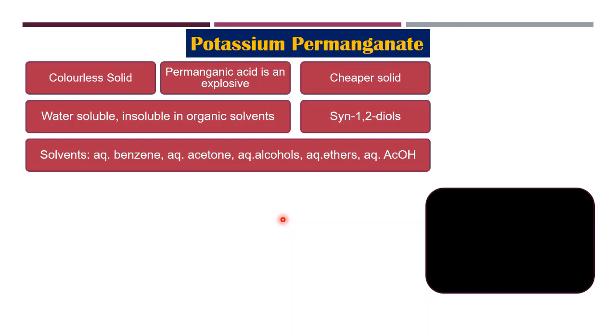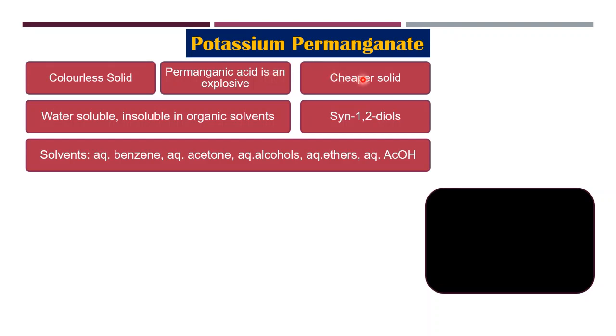Potassium permanganate functions very similarly to osmium tetroxide, but the only difference between the two is that potassium permanganate is a colored solid. There is a correction here: it's purple in color. The permanganic acid, which is produced by the reaction of potassium permanganate with sulfuric acid, is highly explosive. It is basically Mn2O7, the acid anhydride.